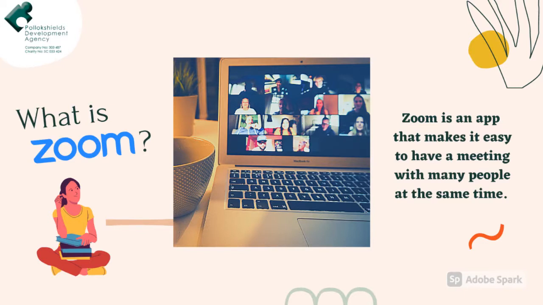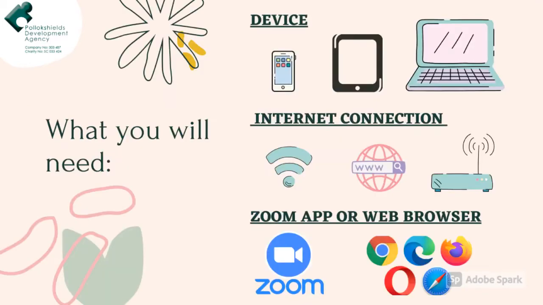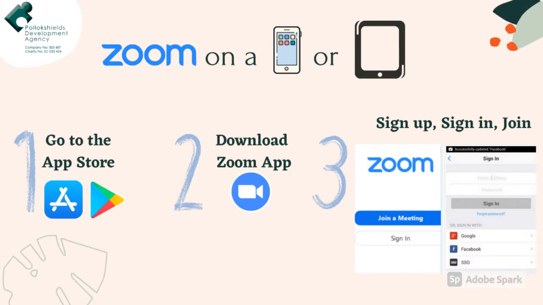So what is Zoom? Zoom is an app that makes it easy to have a conversation, meeting or workshop with lots of people at the same time. In order to use Zoom, you'll need a device like a smartphone, tablet or laptop. You'll also need a strong internet connection like Wi-Fi or a home-based router. Then you'll need to download the Zoom app onto your smartphone or use a web-based browser like Google Chrome or Microsoft Edge.